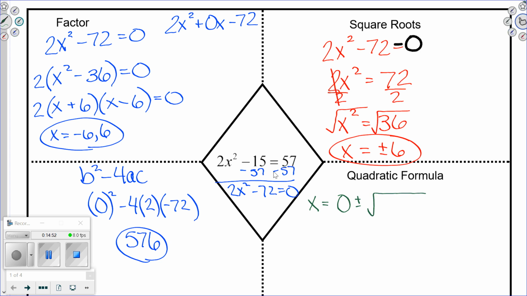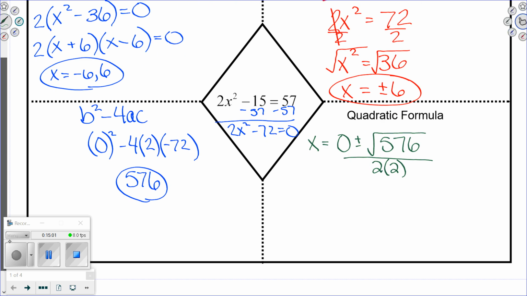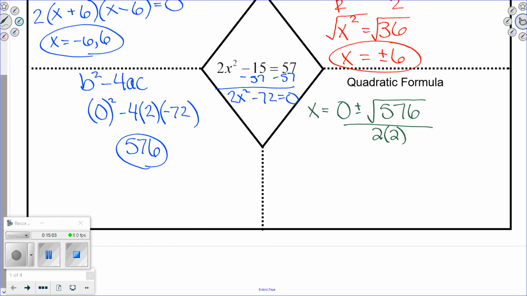of 576. I already did math over here. All over 2 times 2. What did we say the square root of 576 was? 24. So x equals 0 plus or minus 24 over 4.